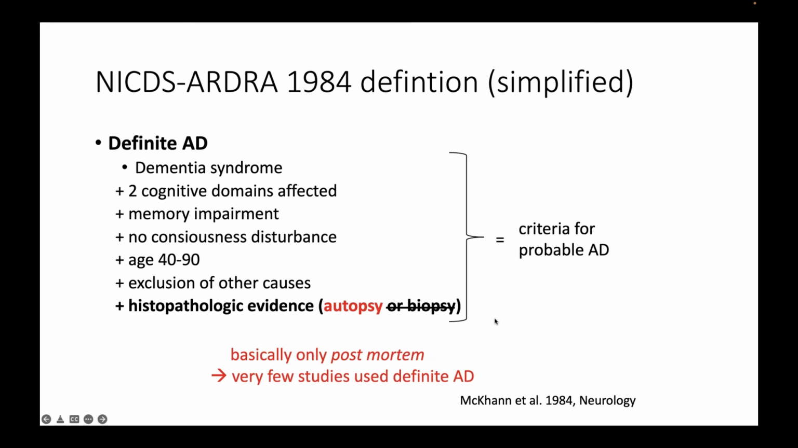And as we normally do not perform a biopsy because it's an invasive procedure and a surgery to the brain, and it has complications such as bleedings, infections, and so on, normally this is only done by autopsy. So the diagnosis of definite Alzheimer's disease is basically only possible post-mortem, and therefore only very few studies use this definition, as you need a very long ongoing study to, in the end, perform the autopsy and make sure that your diagnosis was true.